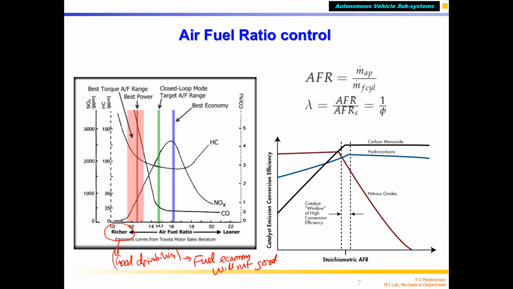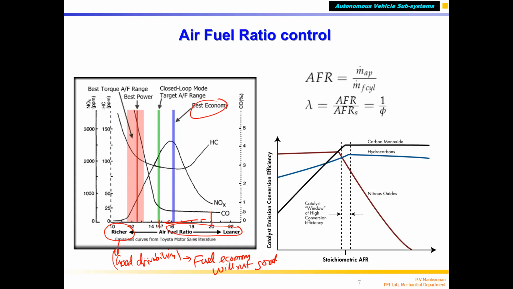The other thing is, if you want better fuel economy, you have to run with a lean mixture, from this area up to 20, correct? This area is better fuel economy, lean mixture, so you get better mileage. You can burn less fuel, pollution will be less, all those things, but acceleration will not be good. But I want a balanced solution.